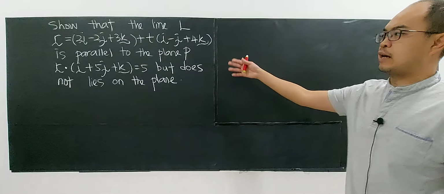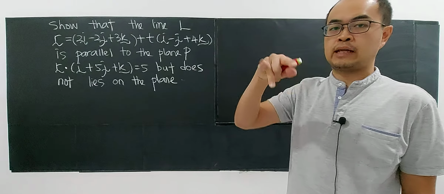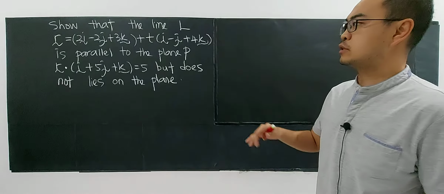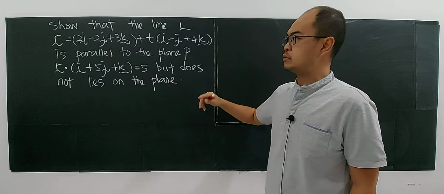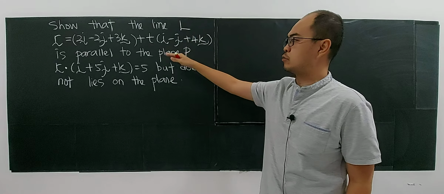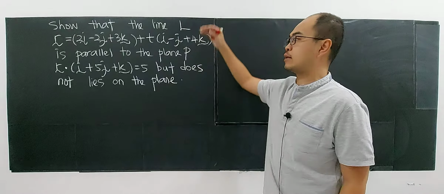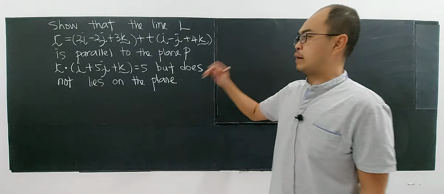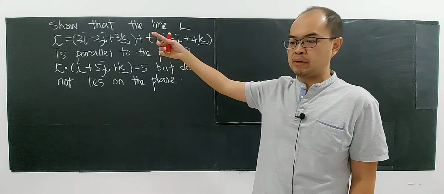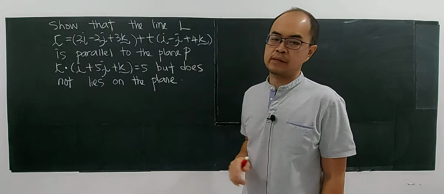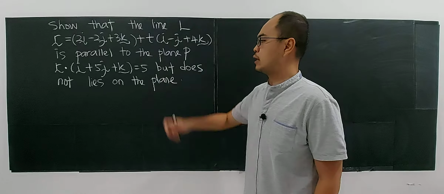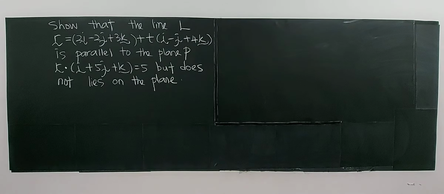Okay, this will come with another example in your lecture notes. In your lecture notes, they will have two examples. One is to show that the line is parallel to the plane. Both also show that the line is parallel to the plane, but the other example will be showing that it lies on the plane, and for this we show that it does not lie on the plane. Alright, so let's see the difference here.